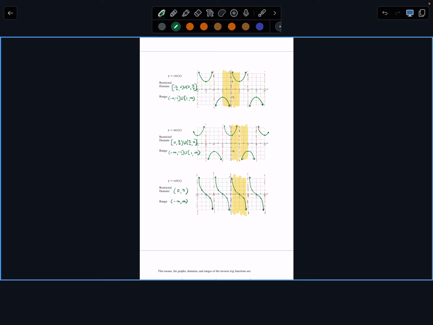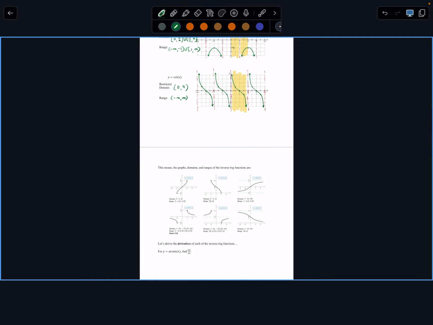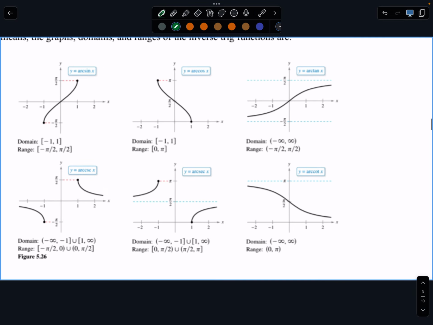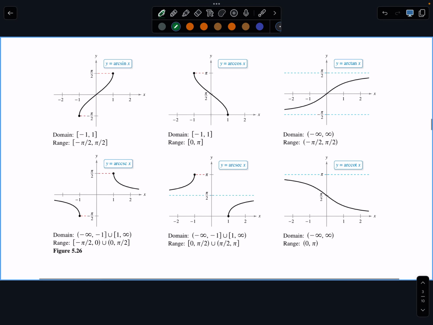The domain and the range of the inverse trig functions were, right? Because two functions that are inverses of each other, their domains and their ranges switch, flip-flop. So these are the graphs of the inverse trig functions, and you can see that the domain corresponds to the ranges that we listed above, and then the range of each of the inverse trig functions corresponds to the domains that we had restricted above.